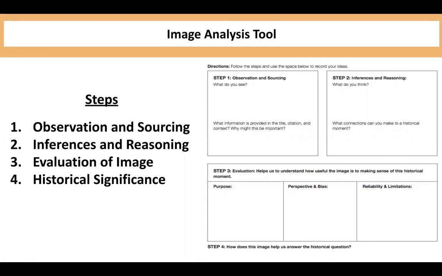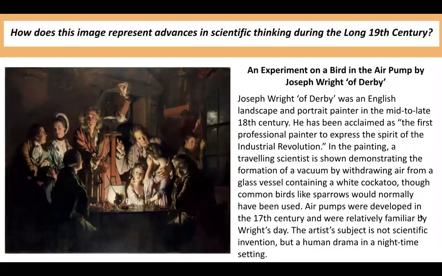There's also another version, and this is actually the version we're going to use, that really looks at the purpose, perspective, and bias. And we're also going to do step 4, where we look at, now that we've analyzed this image, what's the historical significance of it? Right, so we're going to use this image. Remember, you can use this for any image that you come across. And we're going to really try to figure out, how does this image represent advances in scientific thinking during the long 19th century?